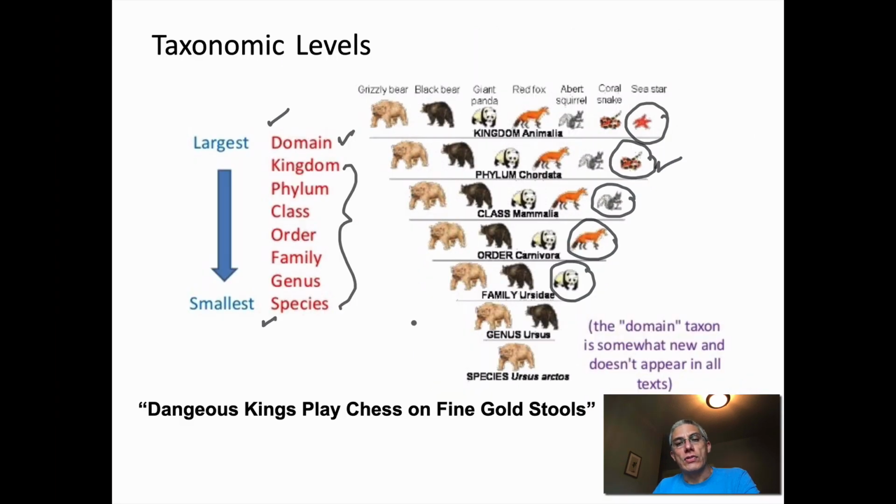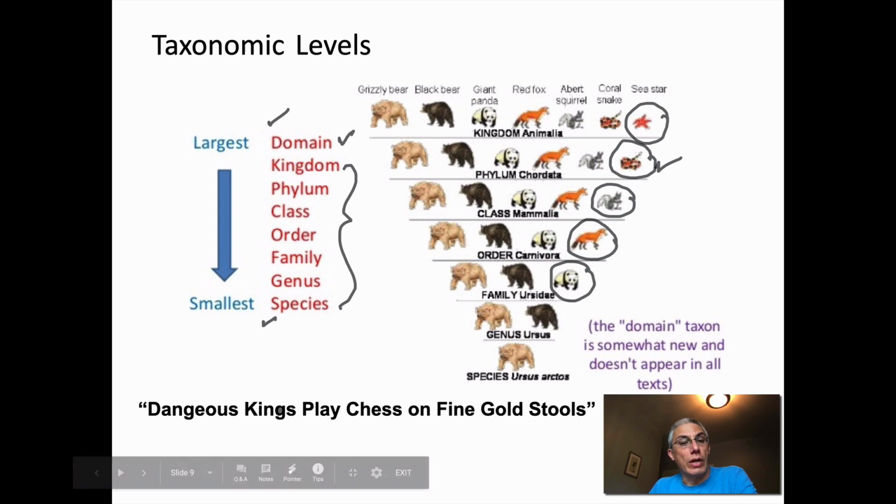Now, something I would suggest that you do is come up with some sort of mnemonic device to help you remember these different categories. And again, when I was in school, we didn't have the domain, so I didn't have to add this first part.